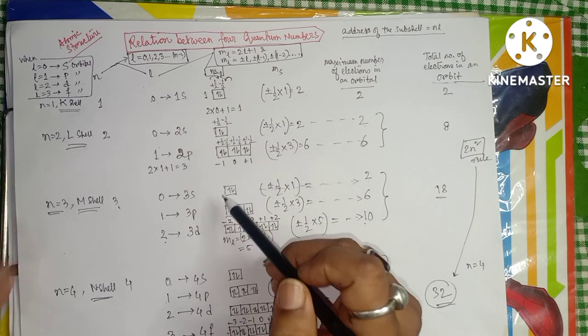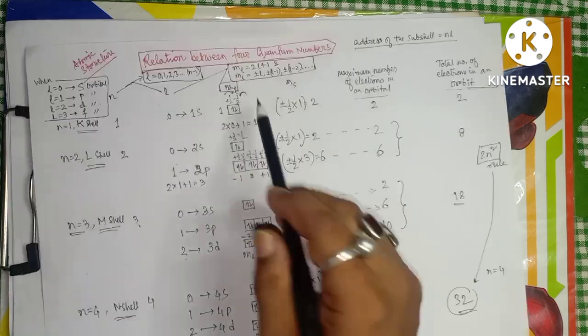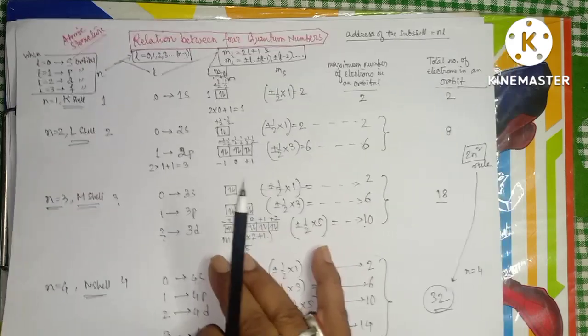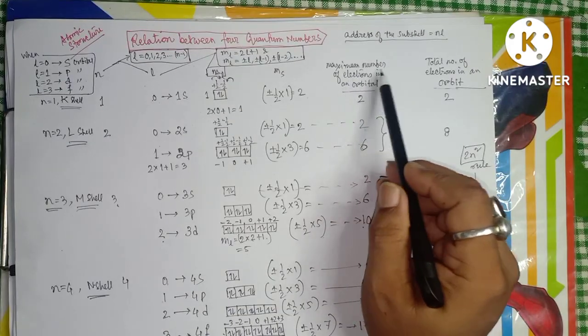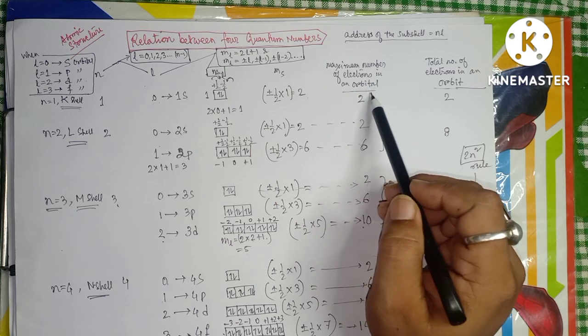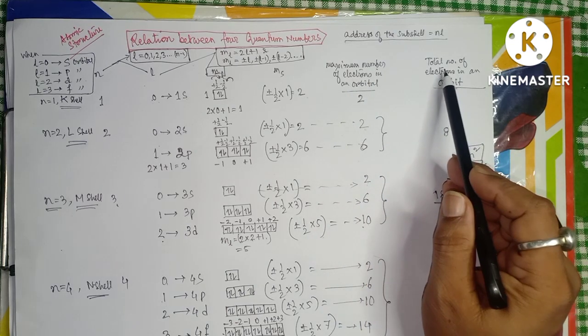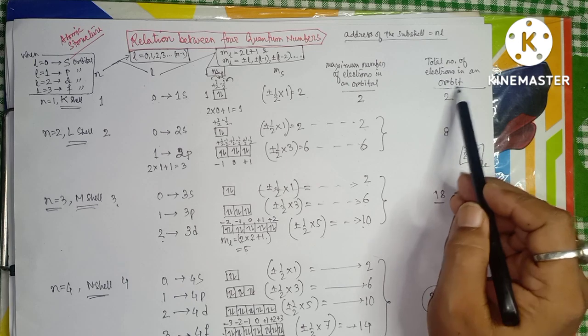Okay, we will see the result. So there are two more columns here: maximum number of electrons that may be present in an orbital, and total number of electrons in an orbit.